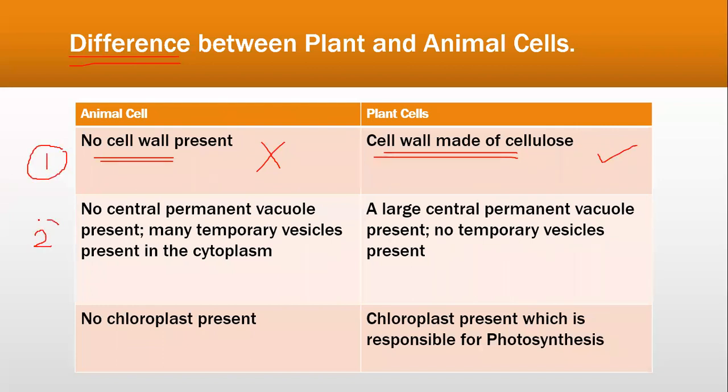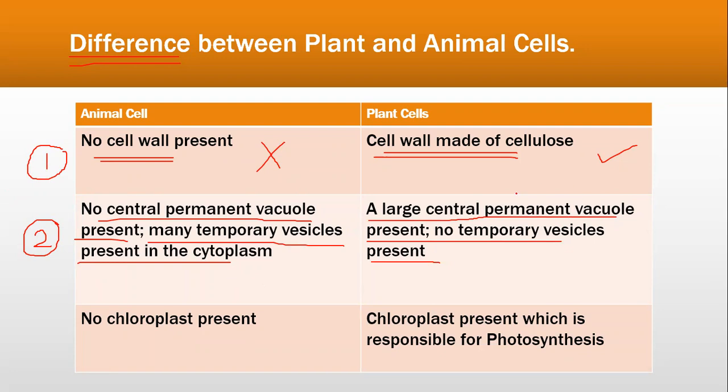The second difference is that in animal cells, no central permanent vacuole is present. Many small, numerous temporary vesicles may be present inside the cytoplasm, whereas in a plant cell, only one large central permanent vacuole is present and no temporary vesicles are present. That means here there is a permanent vacuole, only one large central permanent vacuole, whereas over here we have numerous small vesicles called vacuoles.